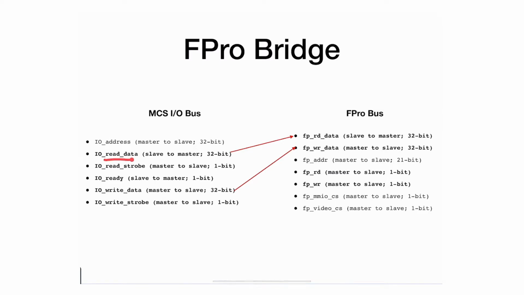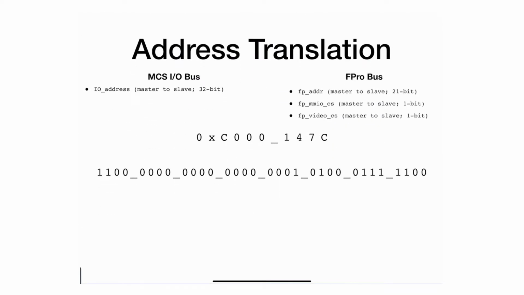So the read data is our read data, and both of them are 32-bit, and the write data is our write data, and they're 32-bit. We just have to map them one-to-one. Okay, so now more interestingly is what we do with the address.